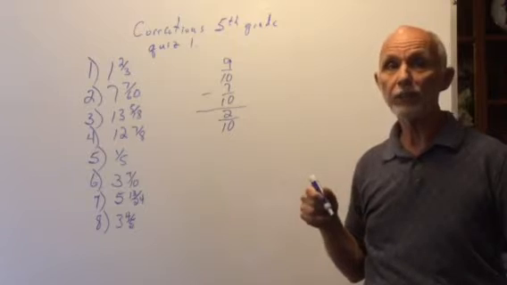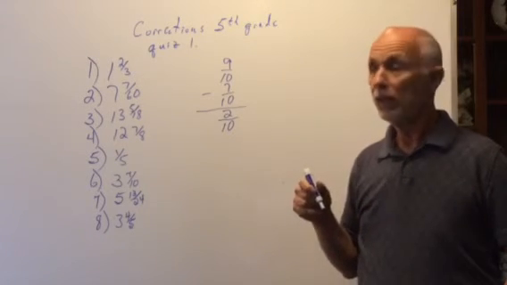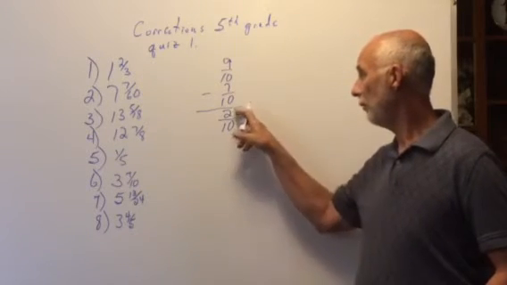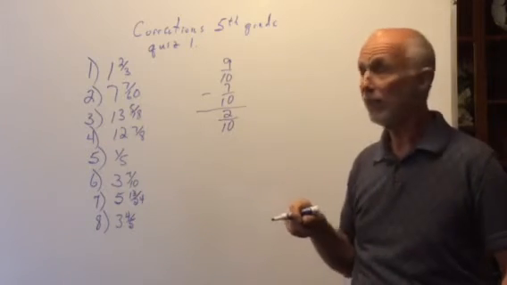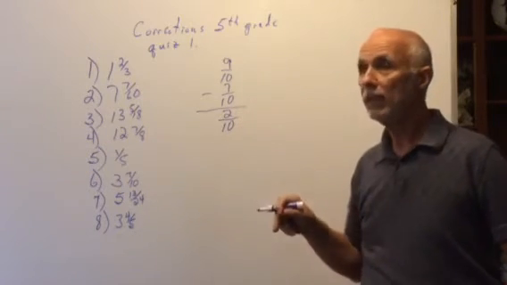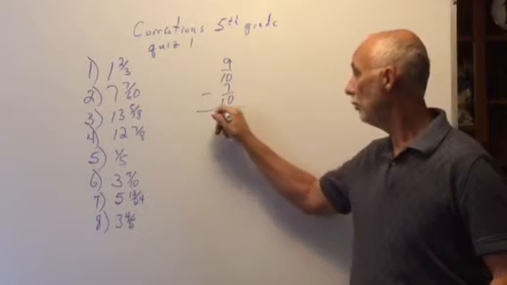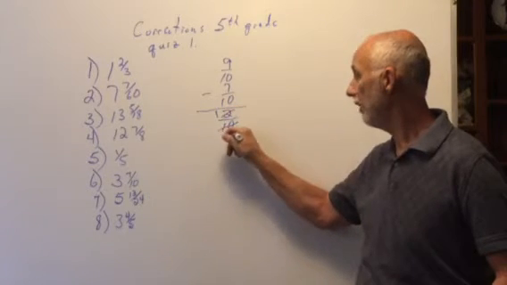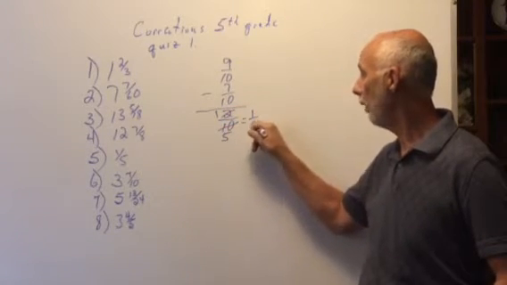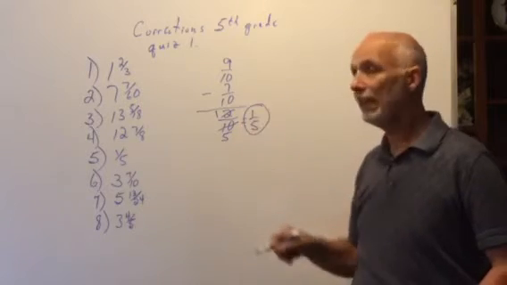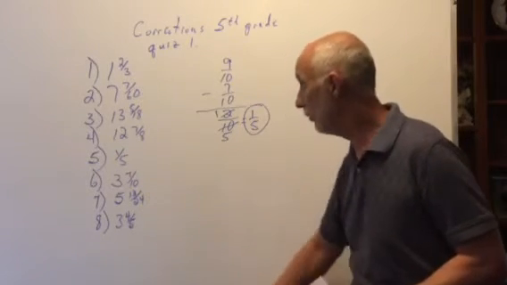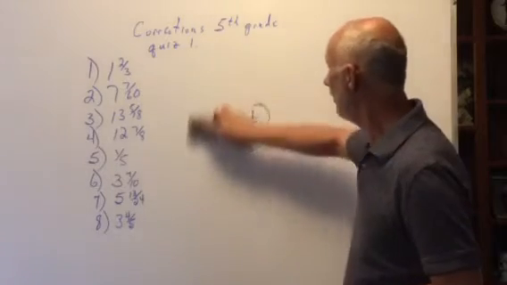What's wrong with 2/10? It's not simplified. What goes into 2 and 10? 2. 2 goes into 2 once, 2 goes into 10 5 times, and the right answer is 1/5. And that is simplified. And that is the right answer to number 5.